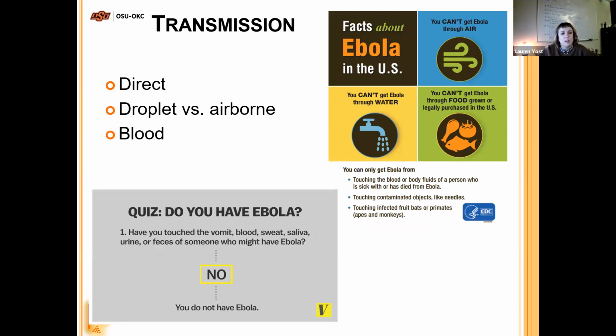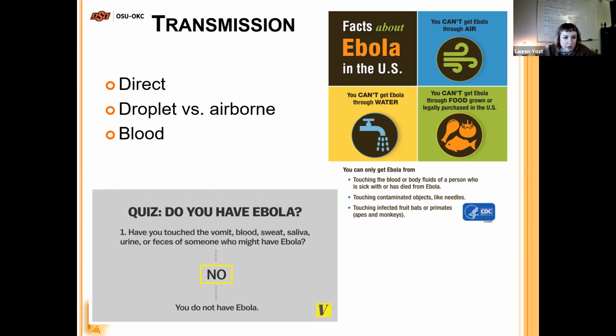How is it transmitted? It's pretty direct, right? So we do have some droplet, but it's not necessarily airborne, not like you cough. If you're right by me, you could potentially get it. I mean, that's pretty uncommon, but it's not like it's transmitted through the air like tuberculosis is, okay? And it can also be transmitted through the blood. You have to pretty much have direct contact, though, to get it.